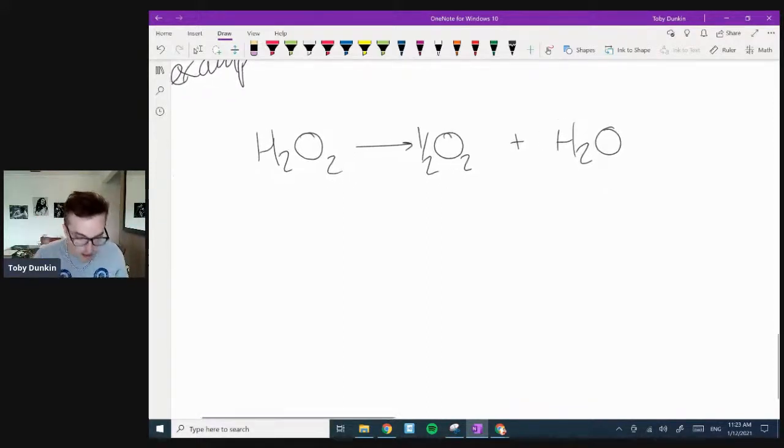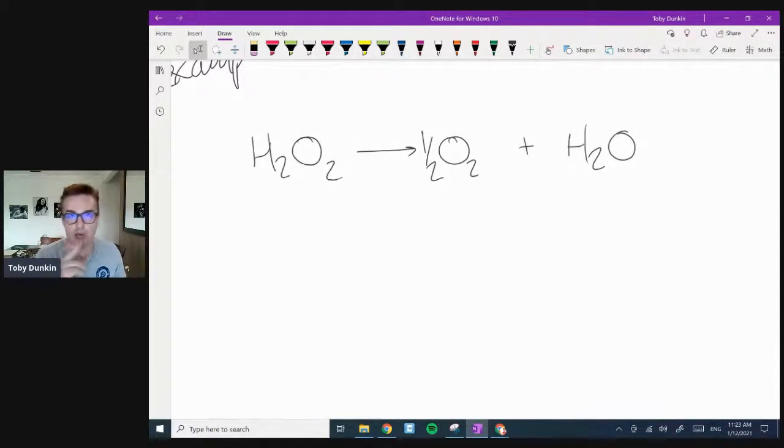But please remember, only tend to use halves for elements. Don't use halves in compounds. You'll make a mistake. Stick with halves with elements. Oxygen is an element. I can use a half. I can use fractions.